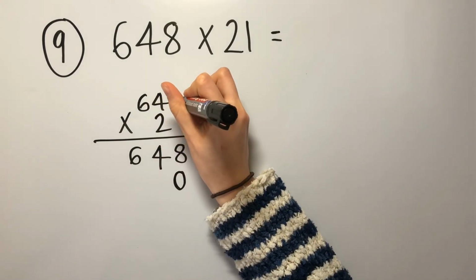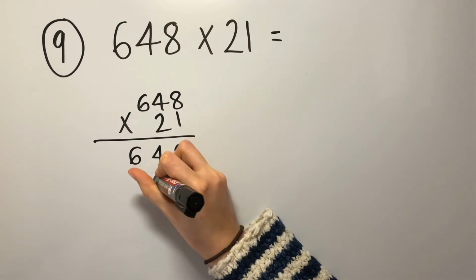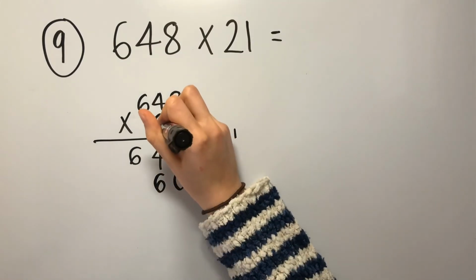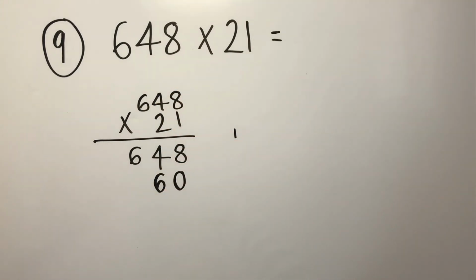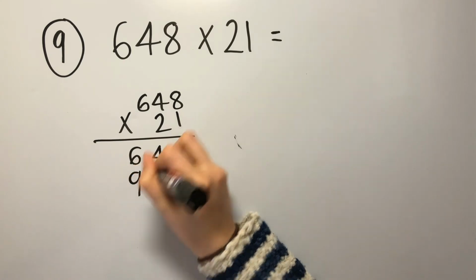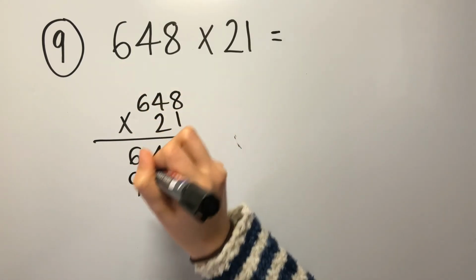2 times by 8 is 16. Write the 6 down and remember the 1. 2 times by 4 is 8. Add that 1 is 9. 2 times by 6 is 12.